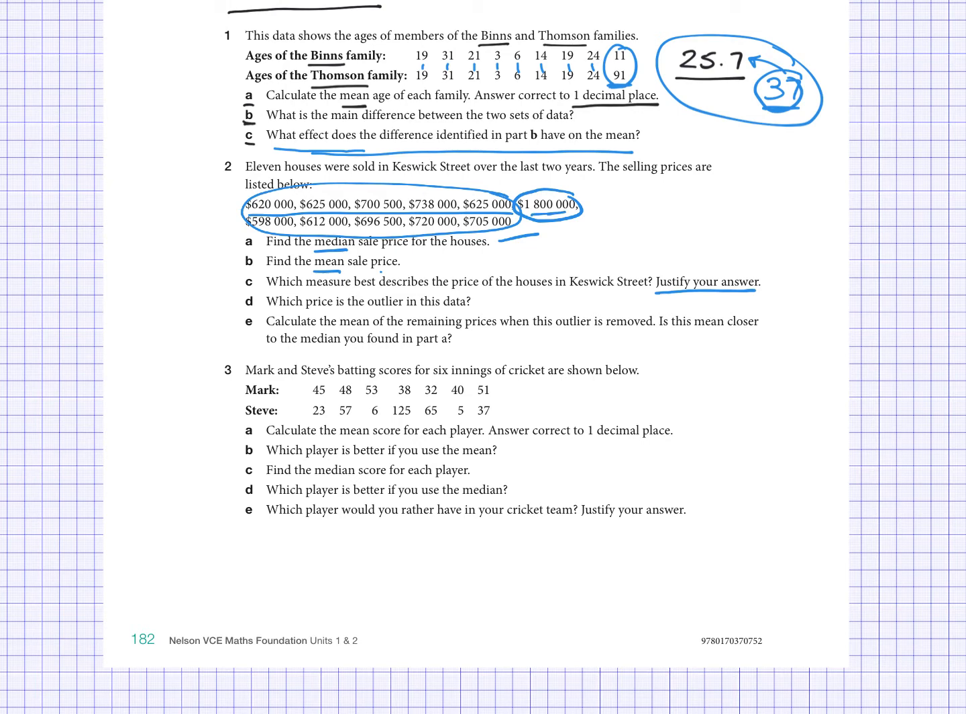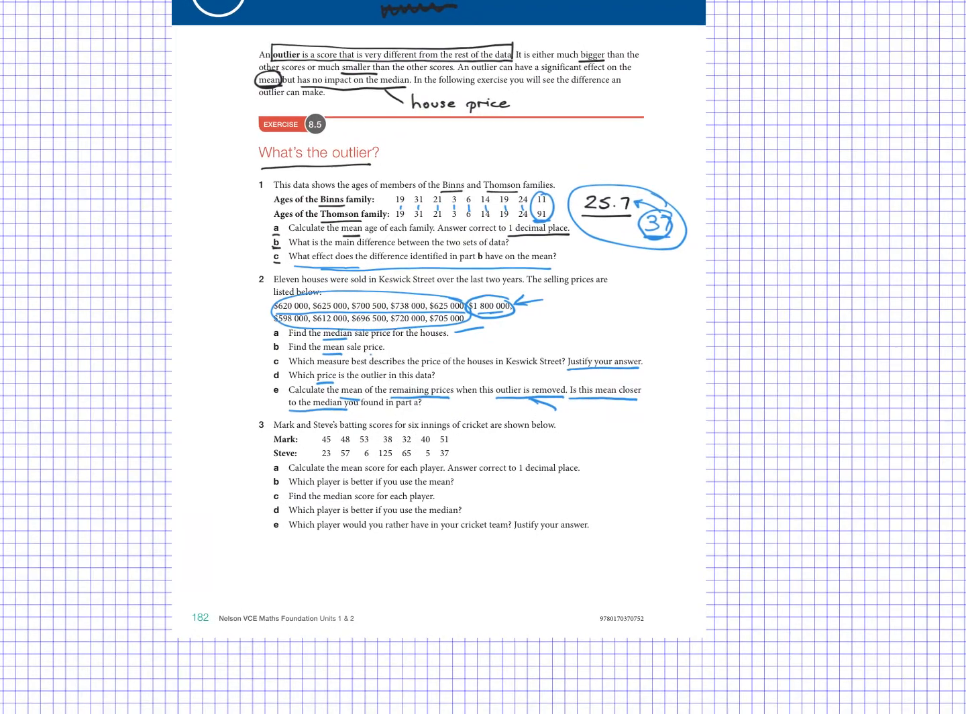All right, which price is the outlier? Calculate the average of the remaining prices when the outlier is removed. And this is something we frequently do in data sets. We say, oh, that number is clearly too big, let's take it out and ignore it. Okay, and then the question says, is this average closer to the median you found? And if we can get the average closer to the median, that means it's more representative of the data set. All right, so there's three questions there.